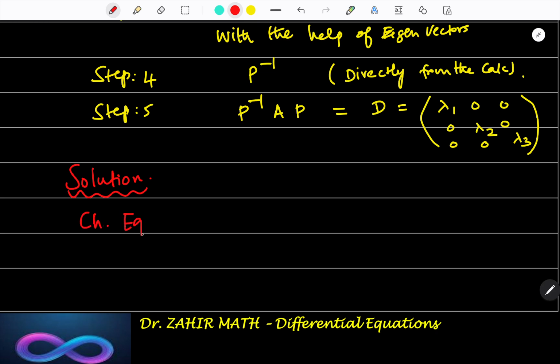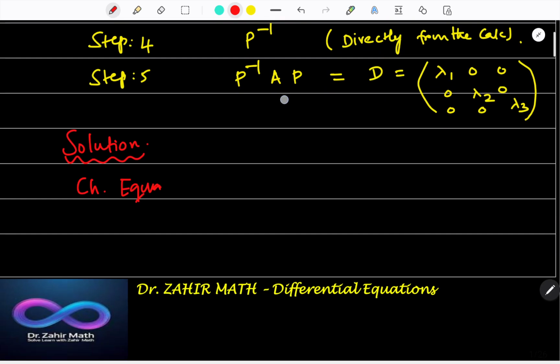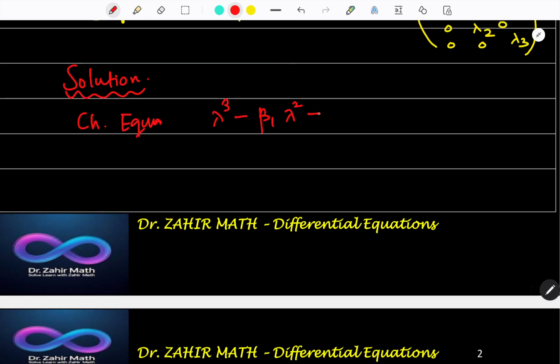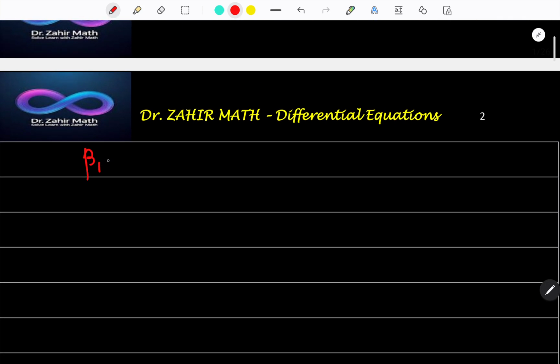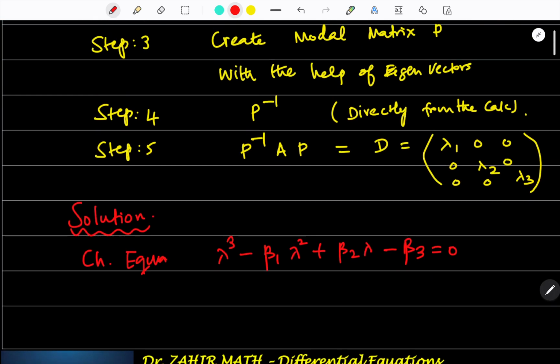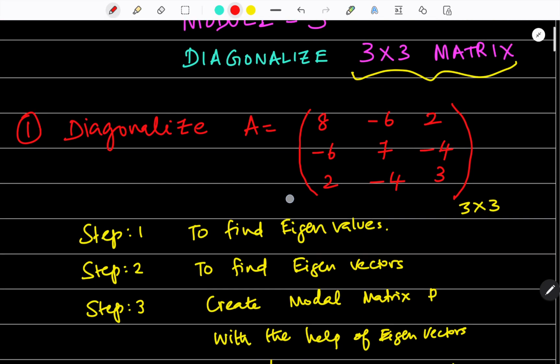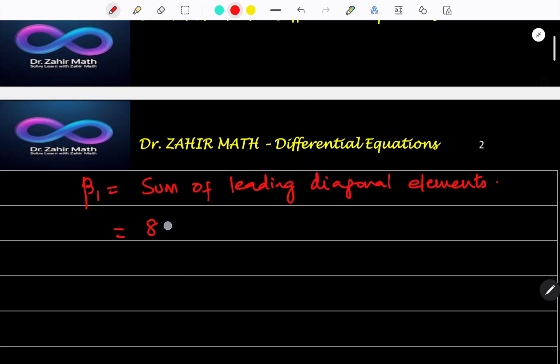What is the characteristic equation? It's a 3 by 3 matrix, so lambda cube minus beta 1 lambda square plus beta 2 lambda minus beta 3 is equal to 0. What's your beta 1? Beta 1 is equal to the sum of leading diagonal elements, which is 8 plus 7 plus 3, which is 18. So beta 1 is equal to 18. Sometimes they call this the trace of the matrix A instead of the leading diagonal.